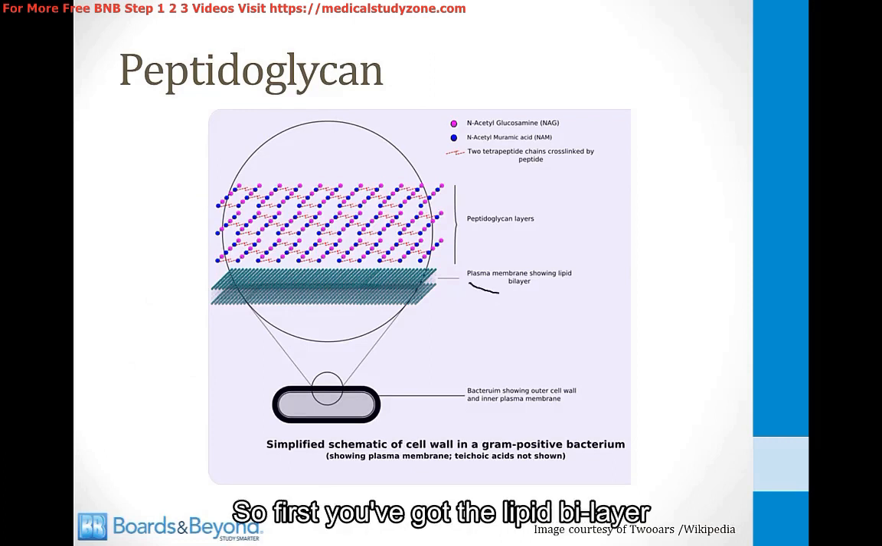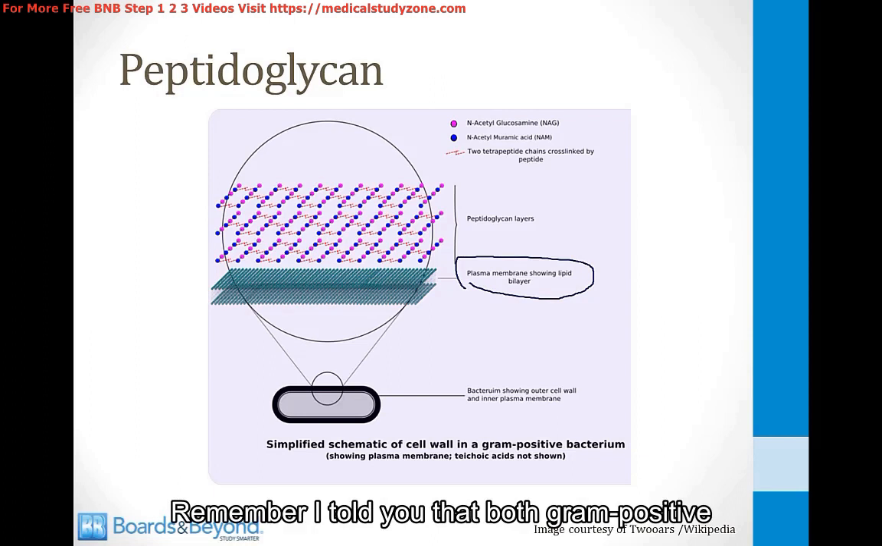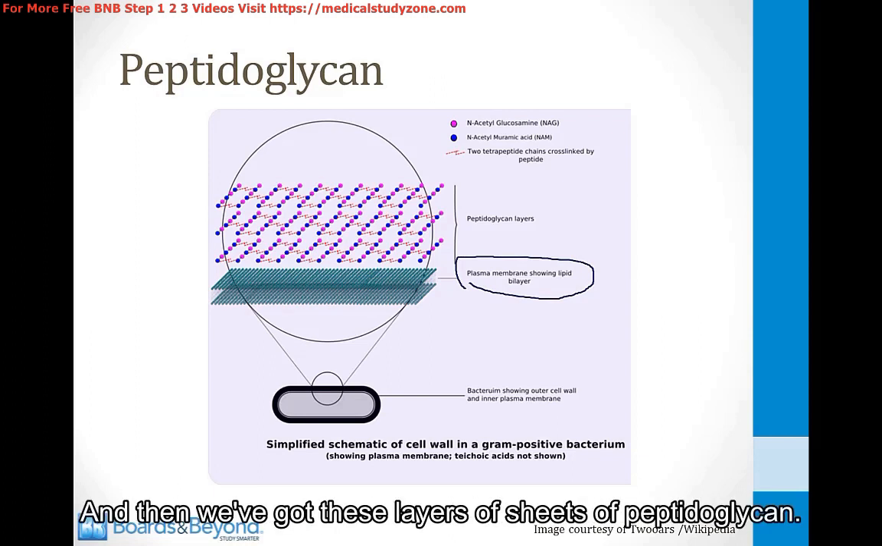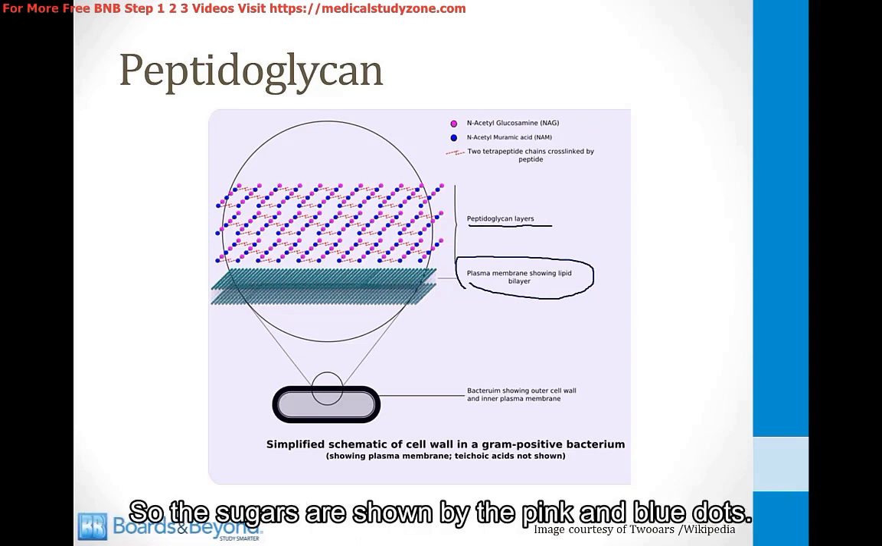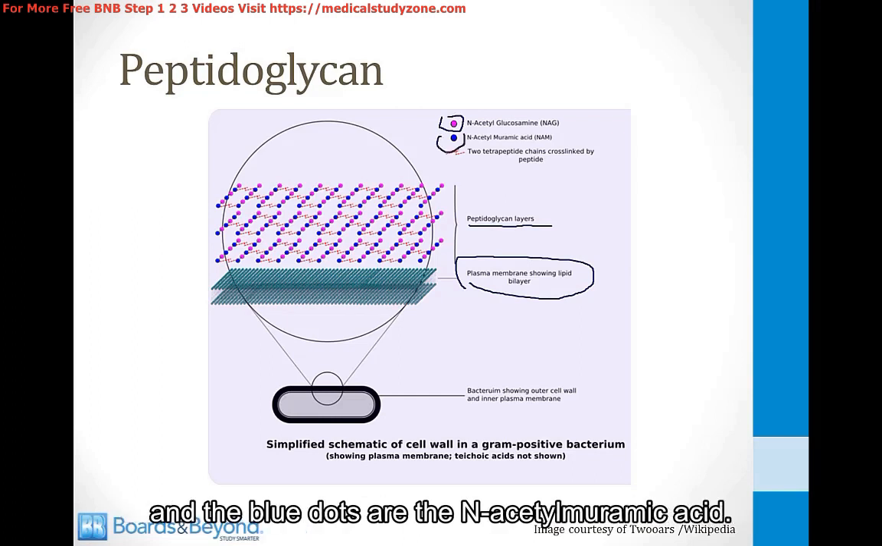First you've got the lipid bilayer, that's the cell membrane. Remember I told you that both gram-positive and gram-negative bacteria have a cell membrane. And then we've got these layers of sheets of peptidoglycan. The sugars are shown by the pink and blue dots. The pink dots are the N-acetylglucosamine sugars and the blue dots are the N-acetylmuramic acid.